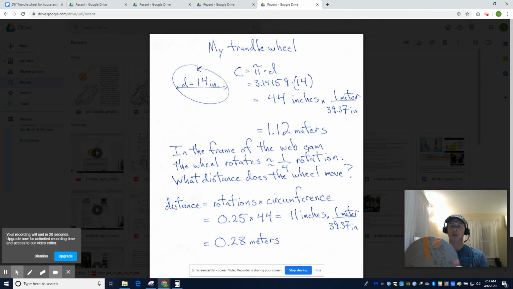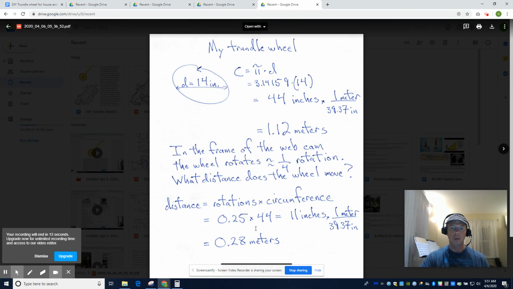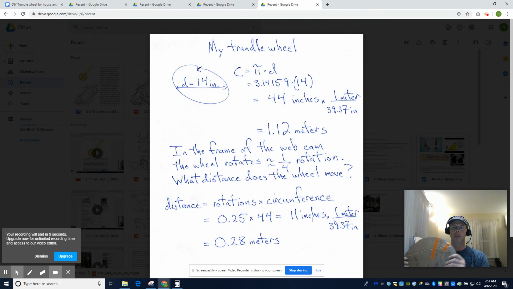So here we go. In the frame of the webcam, I can get about 1/4 of one rotation. There's top dead center, the big piece of tape. Now it's at 3 o'clock. That's 1/4 of a rotation. 1/4 of 44, the circumference, is 11 inches. So when it goes from here to here, it's moved roughly 11 inches.